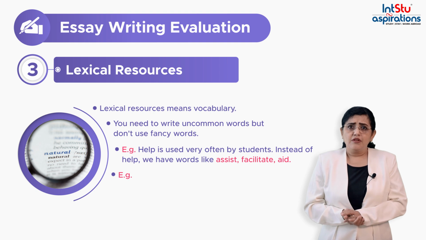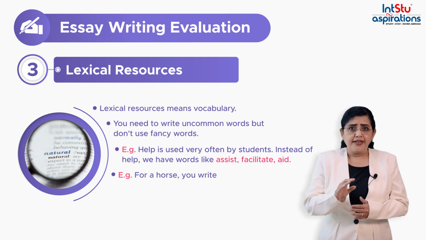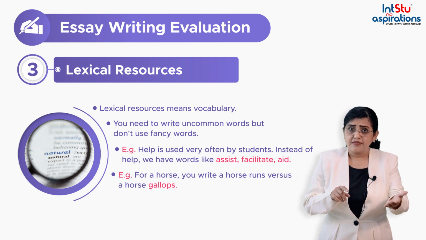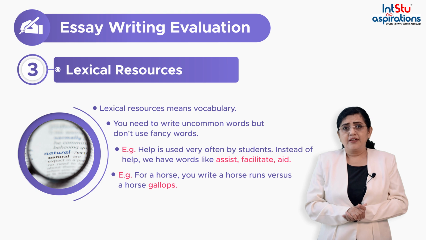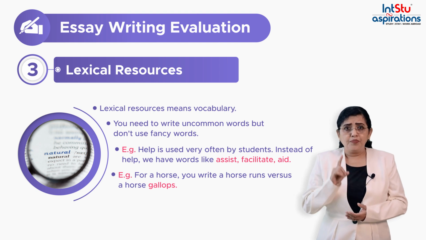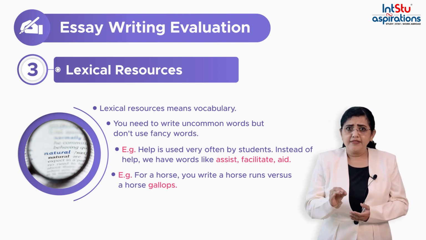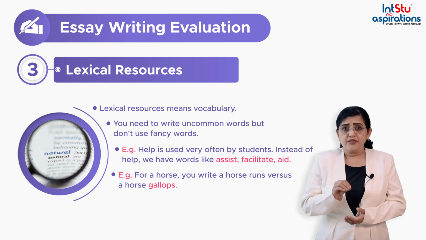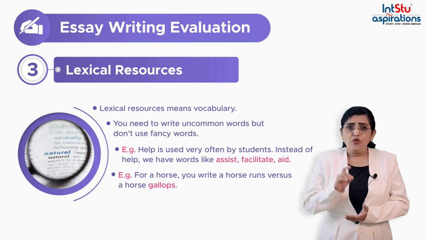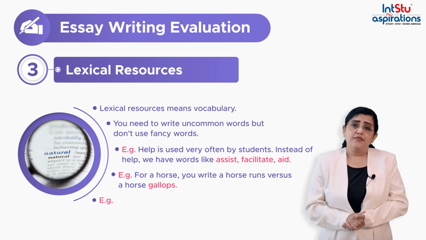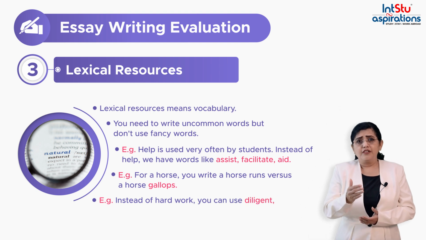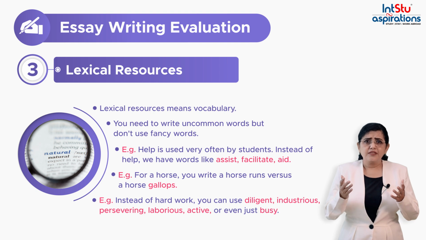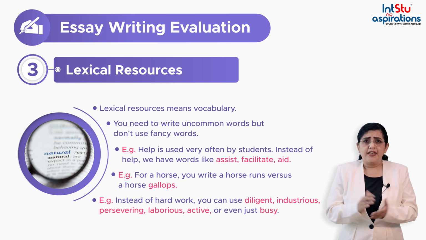For instance, for a horse, you write a horse runs versus a horse gallops. This automatically enhances your essay. Usage of appropriate vocabulary at the right place is the key to score in lexical resource. Those words will give you a better score. We often use the phrase hard work. Instead of hard work, you can use diligent, industrious, persevering, laborious, active, or even just busy, depending on the sentence.